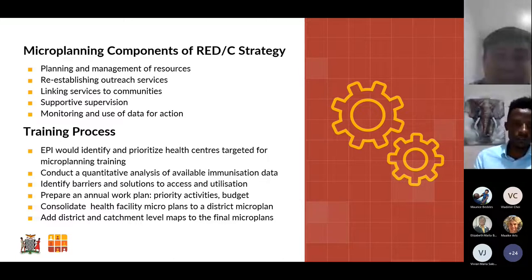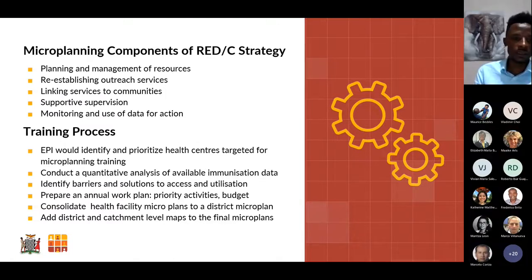The microplanning process was also looking to identify the barriers and, at the same time, solutions to this problem in access and utilization of the vaccines. And at the end of the workshops, we would consolidate these plans, the microplanning templates that were filled in by health facilities, and then aggregate them to the administrative boundary level of district. And then they are submitted to the national office. Next slide, please.